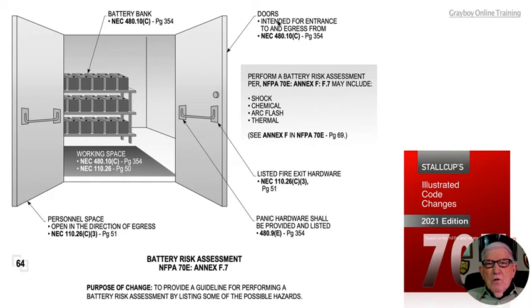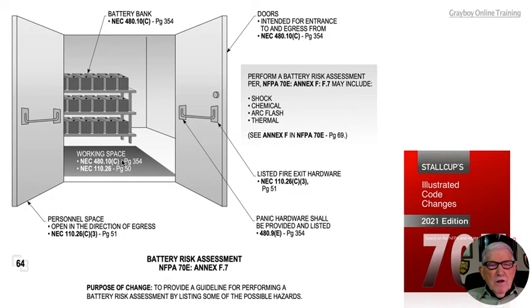Now notice the door is intended for entrance to and exit from. But we go to the NEC for this rule, 480.10(C), on page 354. Now the battery bank is discussed in NEC 480.10(C) on page 354.